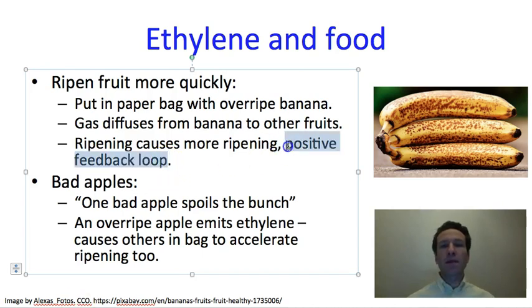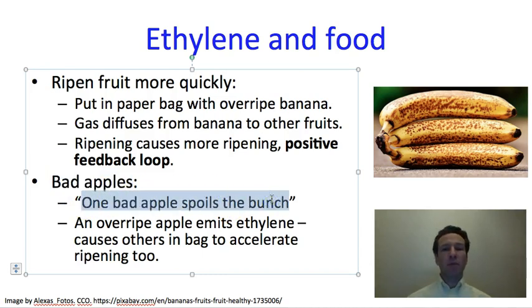So the process can accelerate, and even if we start with just one ripe banana, very quickly the other ones will become so too. This is also relevant to when we talk about bad apples. You've probably heard the expression, one bad apple spoils the bunch. Well, what does this mean? What it means is that if you actually have a lot of apples, you really want to make sure you don't have bad apples mixed in.